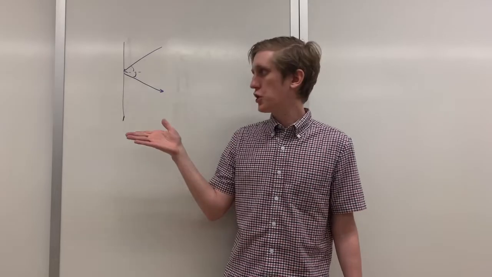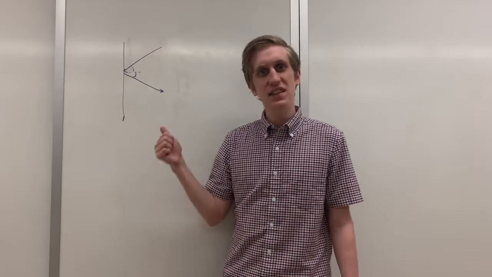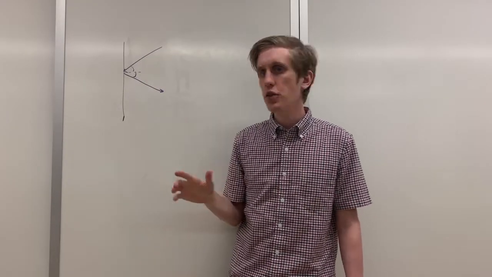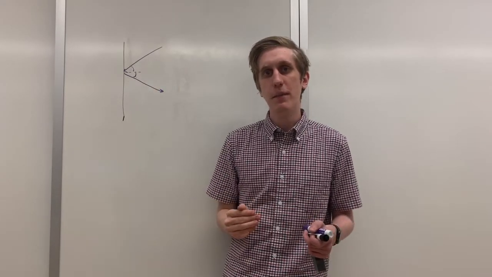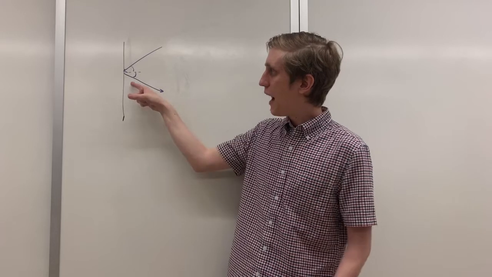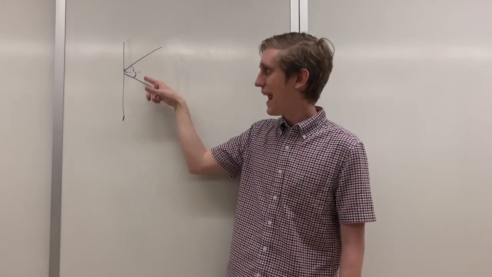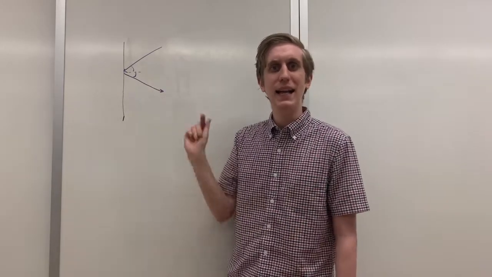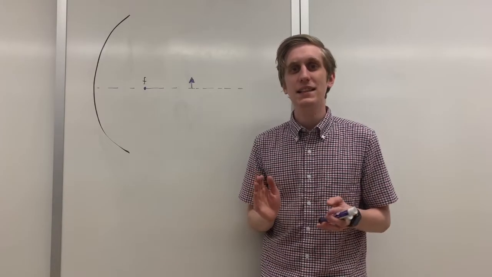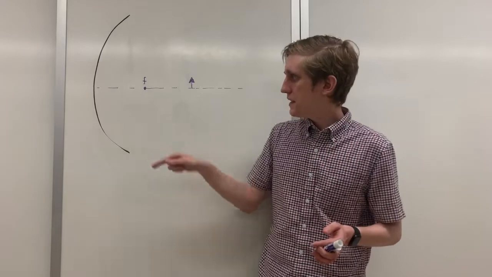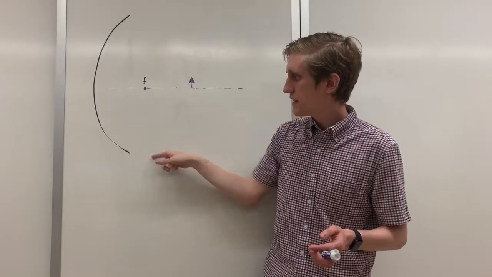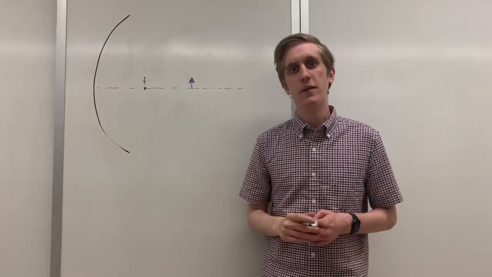Even if the surface of the mirror is curved, this still works. All you have to do is draw a line that is perpendicular to the surface of the mirror, and then draw an outgoing ray that makes the same angle with that line as the incoming ray. Let's see how this works for spherical mirrors. This mirror is called spherical because if we continued it, it would make a perfect sphere.